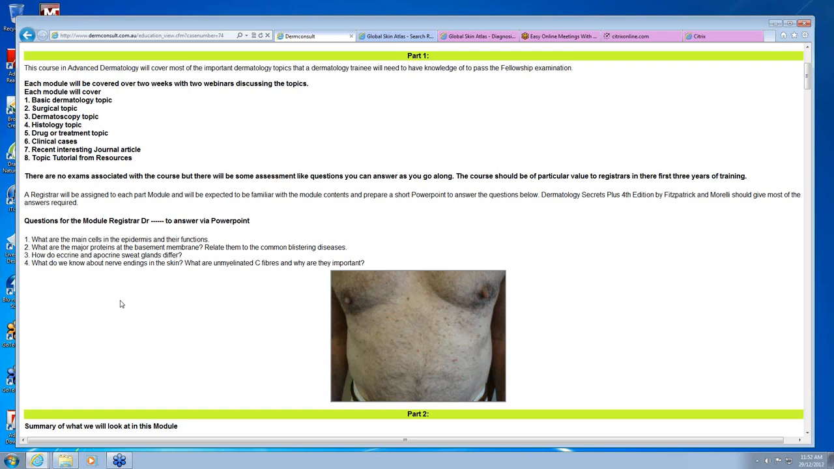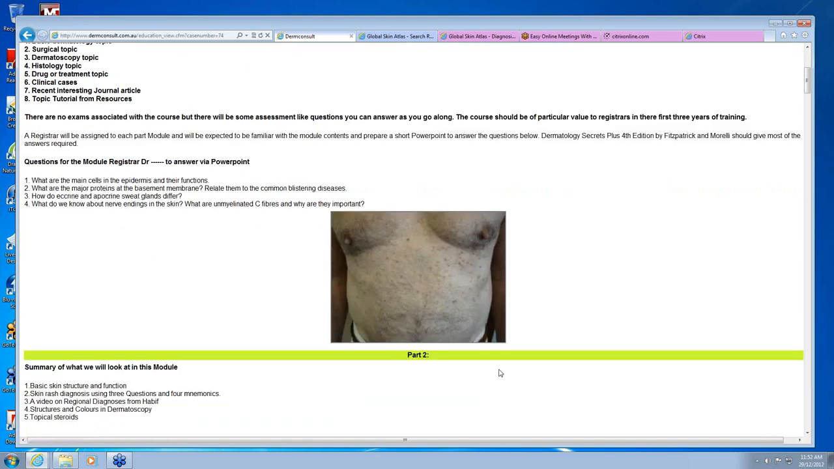And there's the condition Hailey-Hailey disease, which is probably one of the commonest disorders that we're going to see, where the defect isn't at the dermoepidermal junction, but it is in fact in the bonds holding the keratinocytes together. We wanted to know a little bit about eccrine and apocrine sweat glands and how they differ, and we wanted to know a little bit about nerve endings in the skin. These are important. There are unmyelinated C fibers in the skin, and they are the nerve fibers that transmit the itch sensation. And itch is one of the major symptoms that patients with skin disease suffer from.